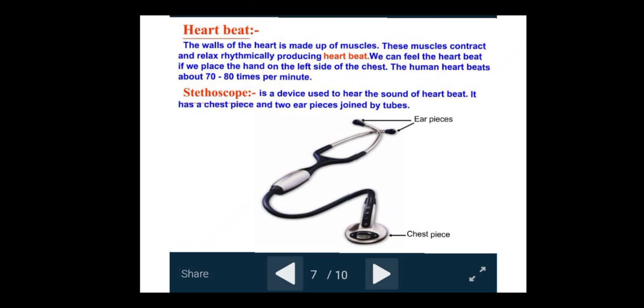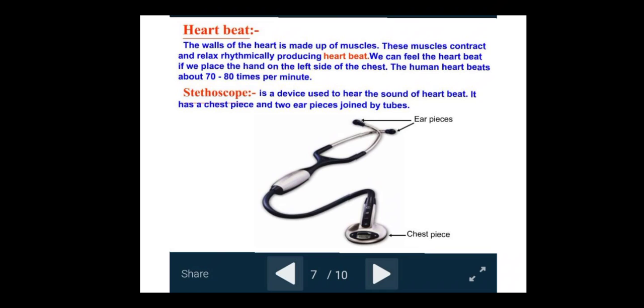Now, heartbeats. How can we hear the heartbeats? We have seen that a doctor carries a stethoscope, and this stethoscope helps the doctor to hear the sound of the heartbeat. There are two earpieces that are put in the ear, and there is a tube and a chest piece. This chest piece is put on the chest of a patient, so the doctor can hear the heartbeats.